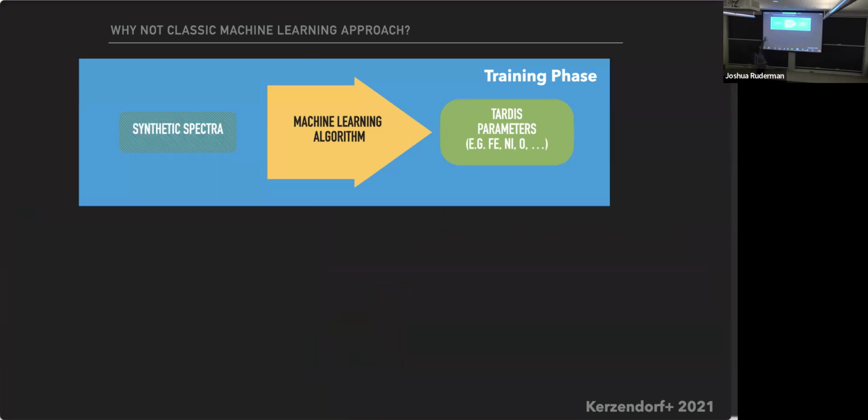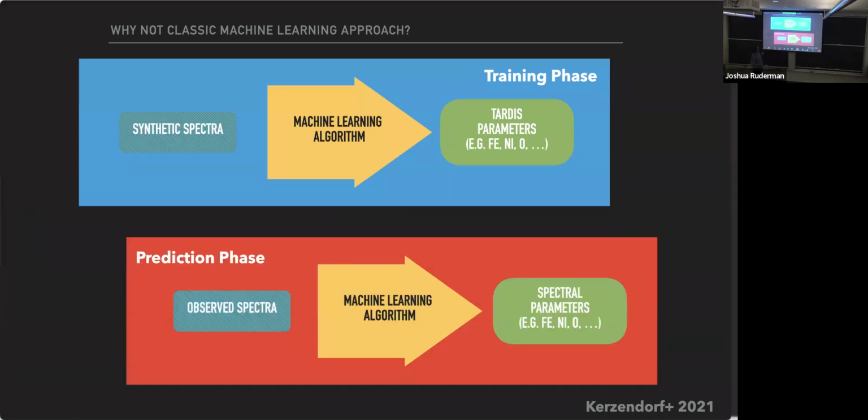Before I go into emulators, why don't we do the classical machine learning approach, where we have synthetic spectra, a machine learning algorithm, and point to the individual abundances? The reason we don't do this is that the synthetic spectra and the observed spectra are drawn from different populations. The observed spectra have dust in there and other things. And again, we do not get posteriors out. With modern machine learning techniques it's possible now, but back then we didn't.